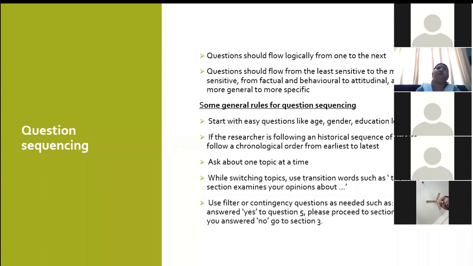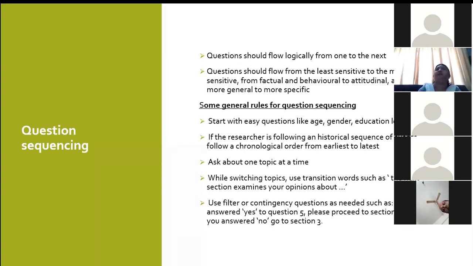See, if the researcher is collecting information from a lady in a household, and initially he asks, how many children do you have? Then he asks, are you married? Then, do you have children? That kind of sequencing is not proper. So first you have to ask, are you married? Do you have children?